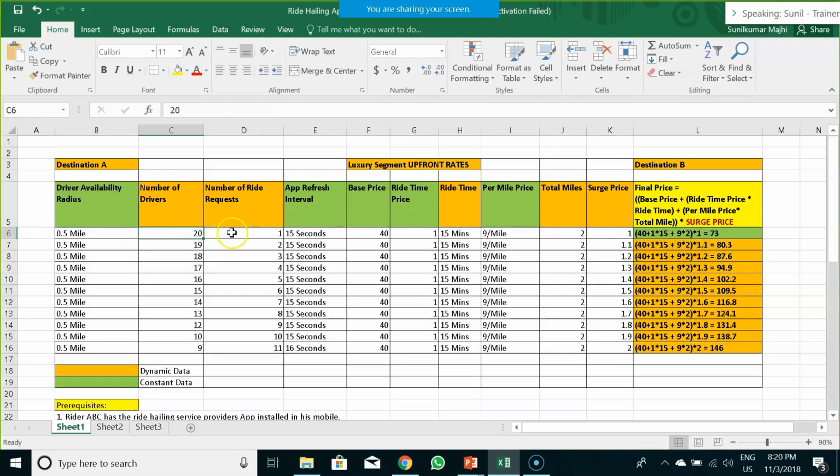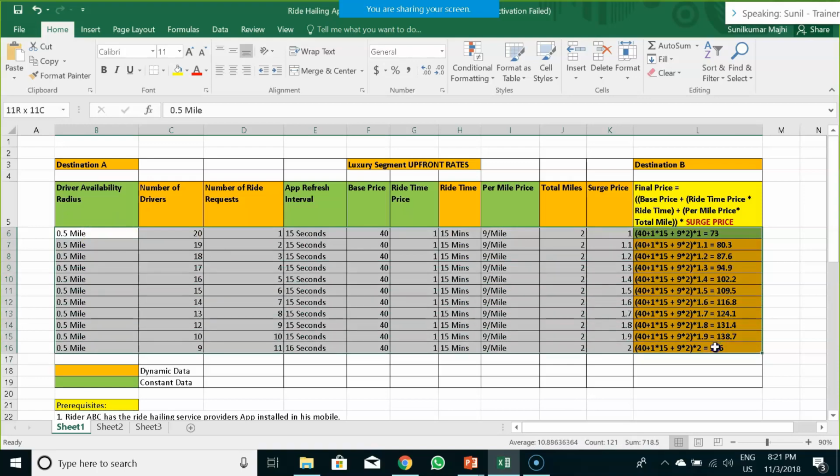If the drivers are more and the riders are fewer, the surge factor would be 1x, giving the normal price for the final destination. If the number of drivers is less and the number of riders is more, the surge price would be higher, up to 2x. So the surge ranges from 1x, 1.1x, 1.2x, 1.3x, and so on up to 2x. This is how your application algorithms are designed.